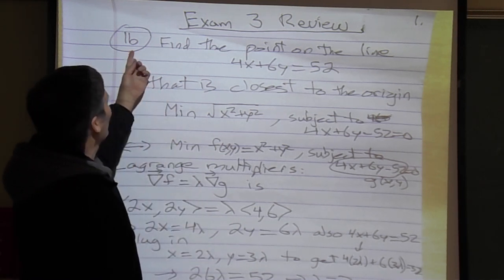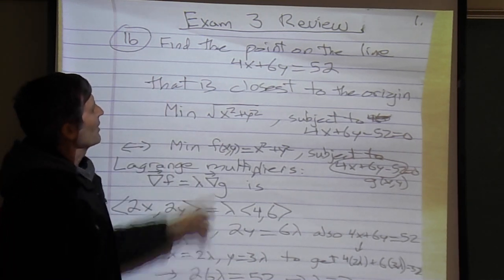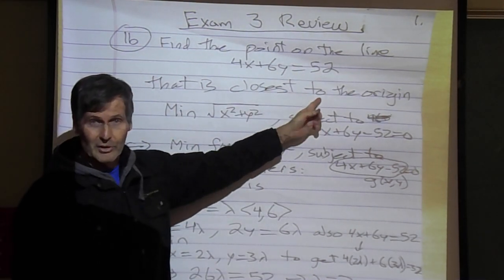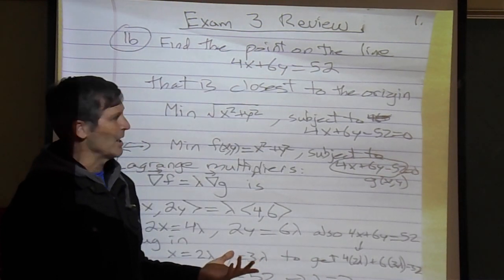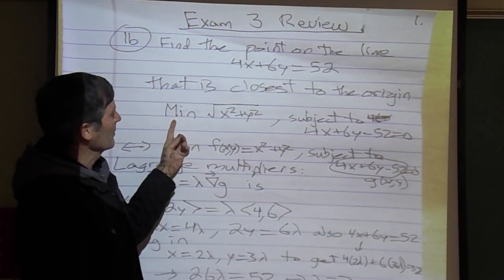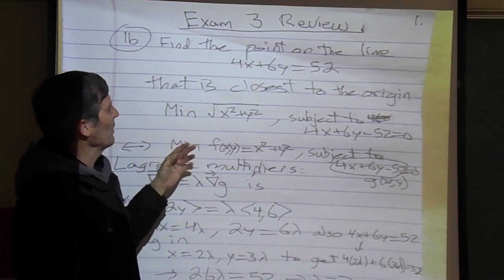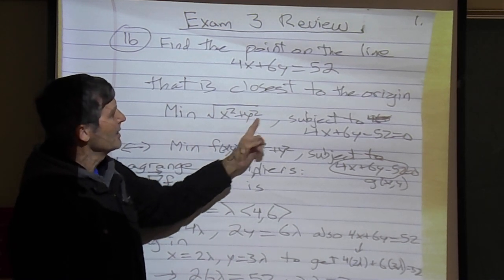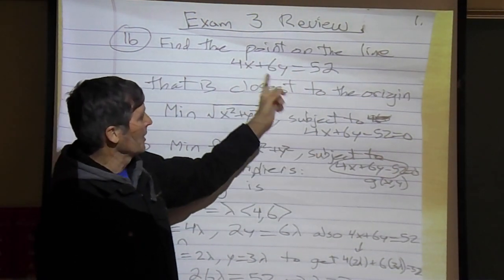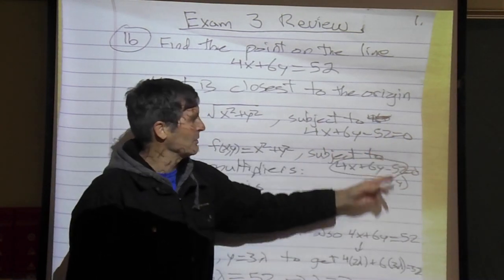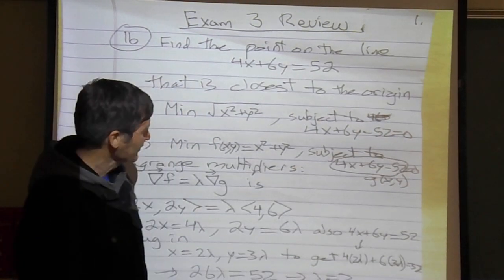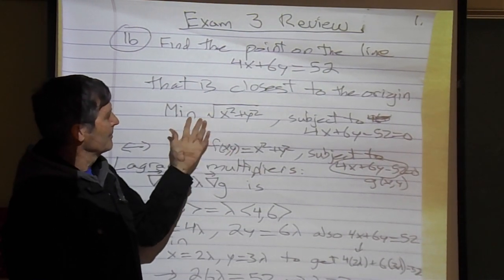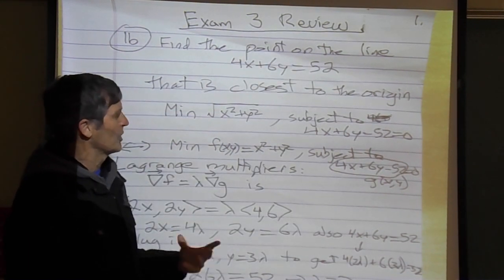All right. I thought I'd do problem 1b. Find the point on the line 4x plus 6y equals 52 that's closest to the origin. I give you a hint of the problem to use Lagrange multipliers. So you couch this as a Lagrange multiplier problem. Minimize the function f of x, y equals the square root of x squared plus y squared, subject to the constraint that you lie on the line 4x plus 6y minus 52 equals 0, if I put it all on one side of 0. The reason I do this is now it's a minimization subject to a constraint Lagrange multiplier problem.